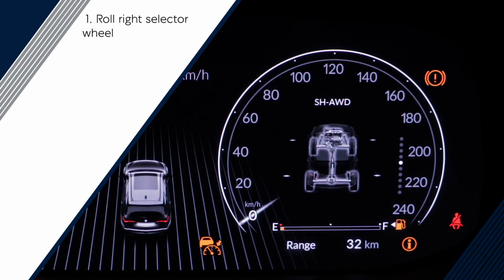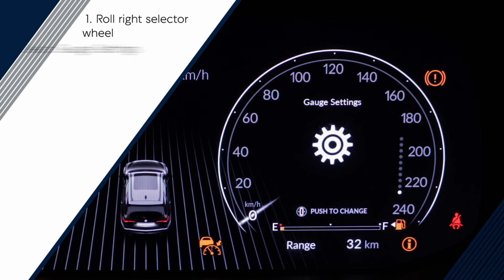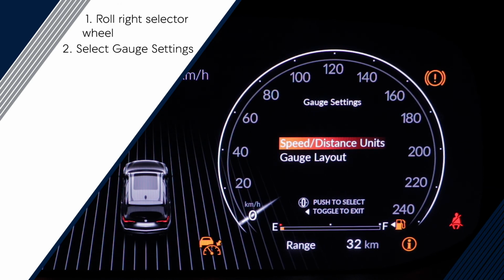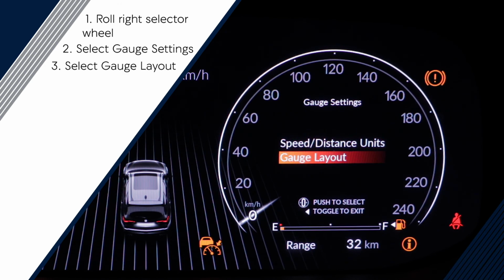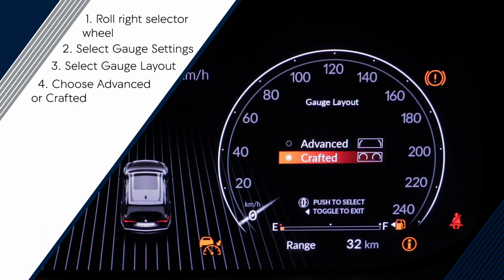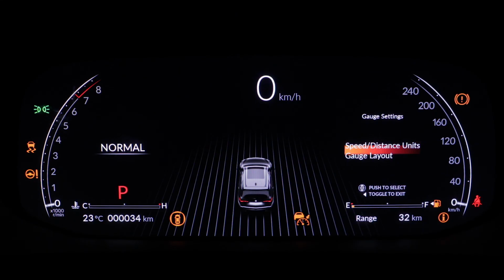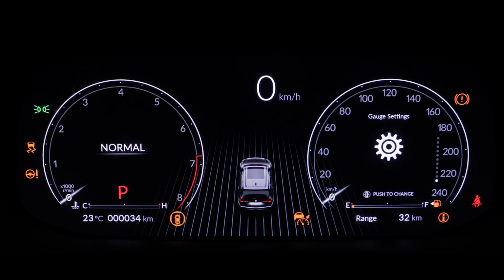Roll the right selector wheel down to Gauge Settings, push the selector wheel inwards, select Gauge Layout, then choose between Advanced and Crafted views. Each view offers distinctive style and functionality for a unique, customized look.